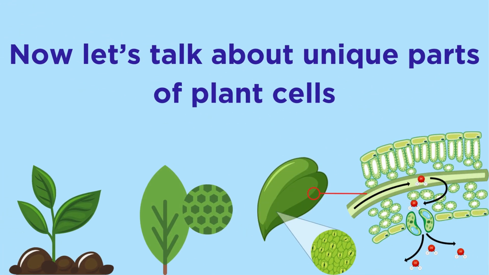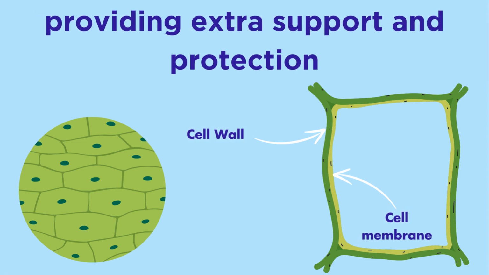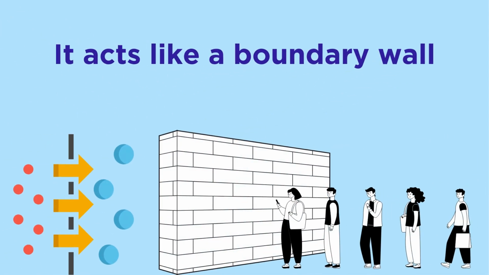Now let's talk about unique parts of plant cells. Number 1. Cell wall. Plant cells have a rigid cell wall outside the cell membrane, providing extra support and protection. It acts like a boundary wall.